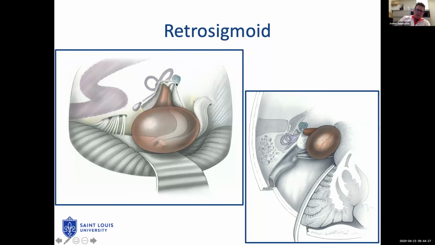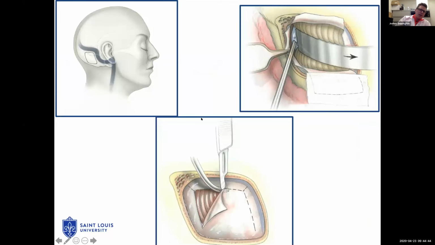And one of the key things that differs from the Translab to the Retrosigmoid is it gives you a much more panoramic view of the posterior fossa, which can be really, really nice depending on where a lesion extends. So these are the lower cranial nerves right here. This is 5 here. And so how do we get there?